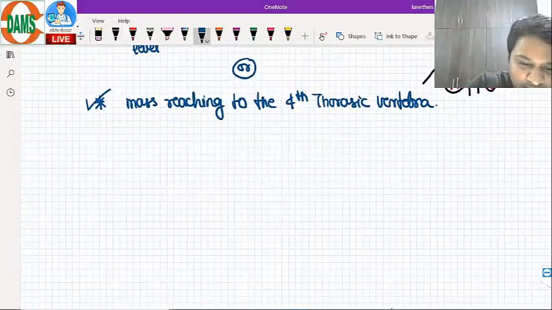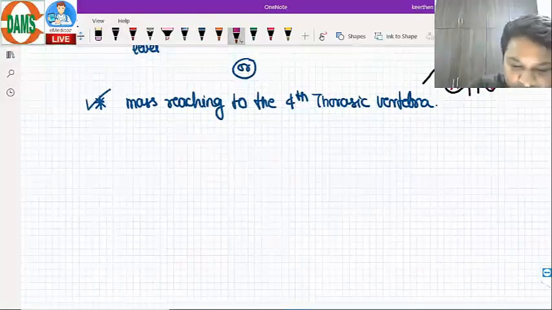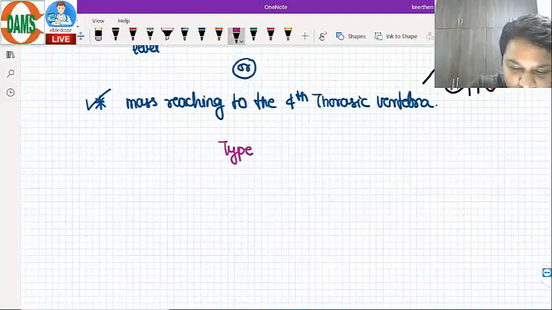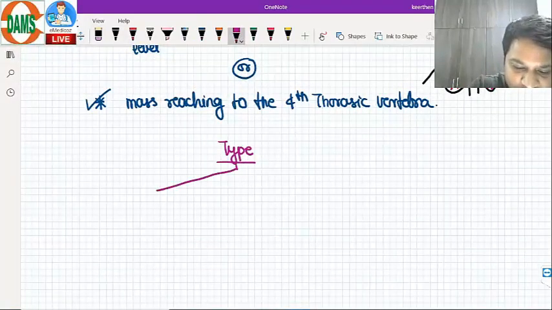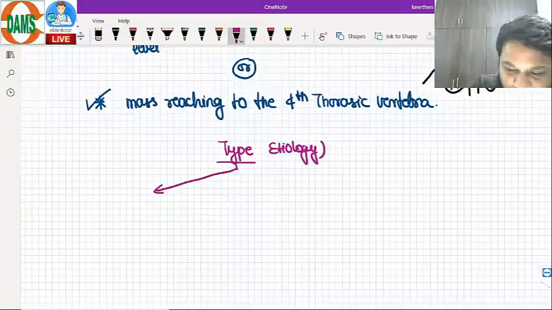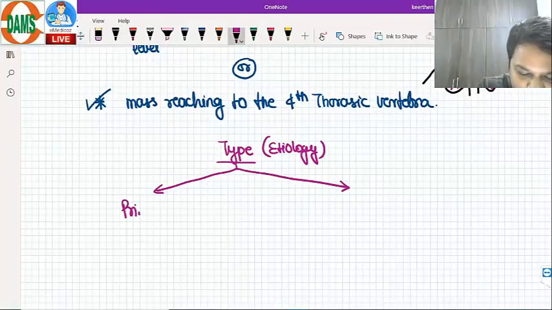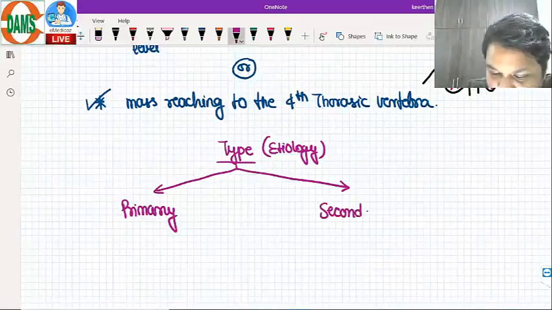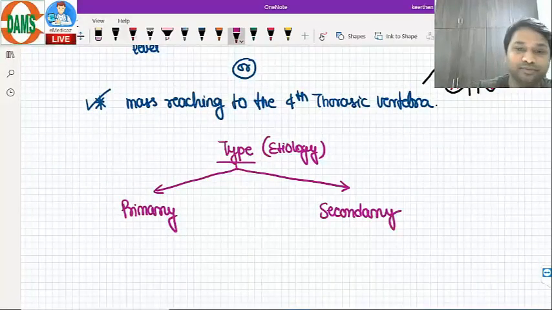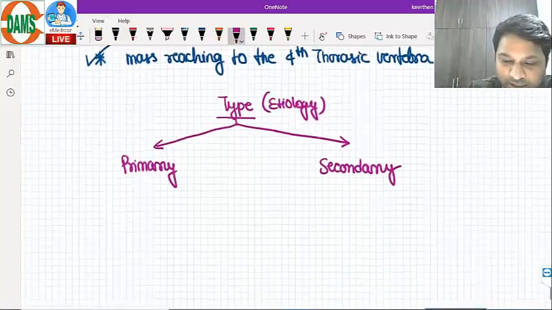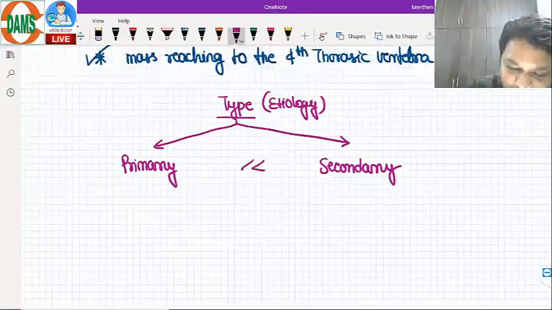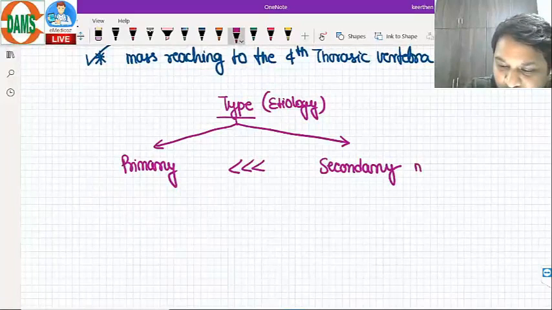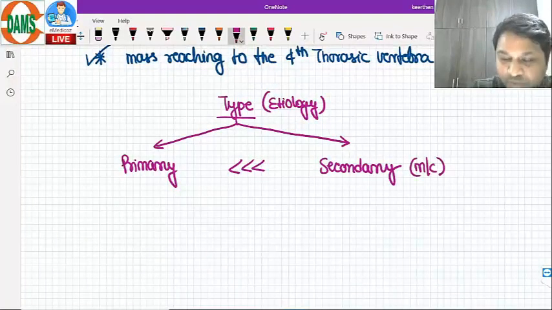Now, based upon the etiology of the retrosternal goiter, I can divide the retrosternal goiter into two types. One is called the primary retrosternal goiter. Another one is called the secondary retrosternal goiter. Remember, secondary retrosternal goiter is far more common when compared to primary.